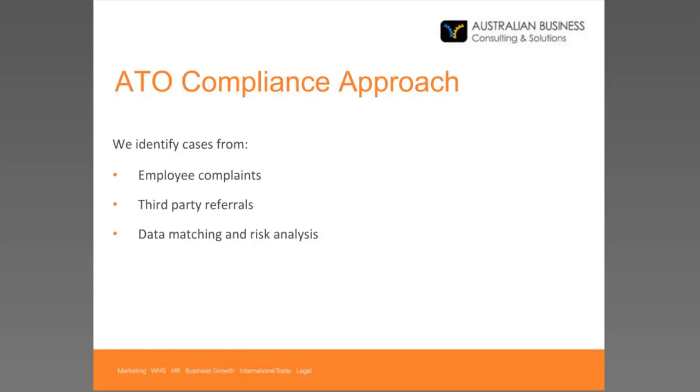We get referrals from third parties, so super funds, employee associations. We get the Fair Work Ombudsman who refers cases that are high risk to us, and we get a number of other sources. Some of our other internal staff and other areas of the ATO might also refer cases that are high risk to us.